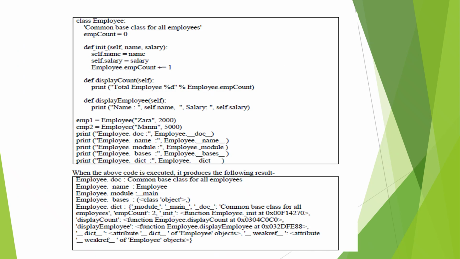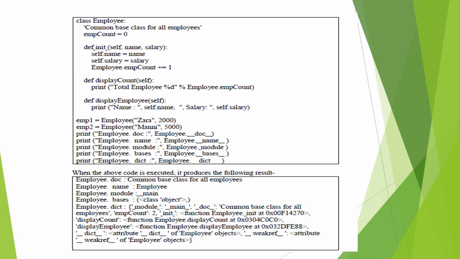Here is an example, a very lengthy program in fact. First line is class Employee. It defines a new class named Employee. This class serves as a blueprint for creating employee objects. Next, the class docstring: Common base class for all employees. This is a docstring which provides a description of the class. It helps document the purpose of the class.